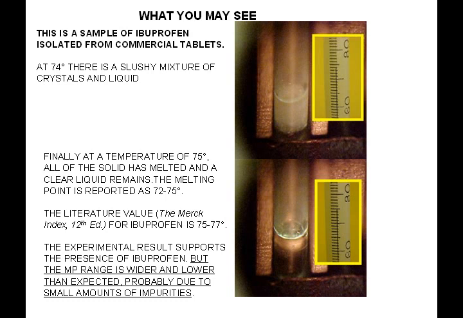We look the value up in the Merck index and we see that the actual value is 75 to 77. So because the range is broader and the melting point's lower, we can conclude that our sample is not 100% pure.